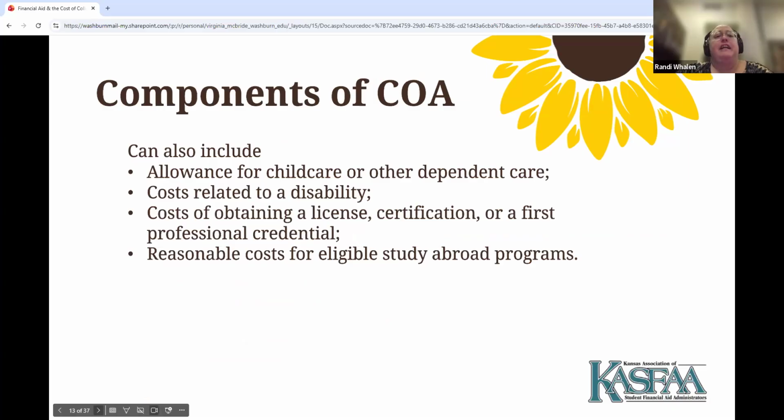Components of COA can also include allowance for childcare or other dependent care, costs related to a disability, costs of obtaining a license, certification, or a first professional credential, and reasonable costs for eligible study abroad programs.